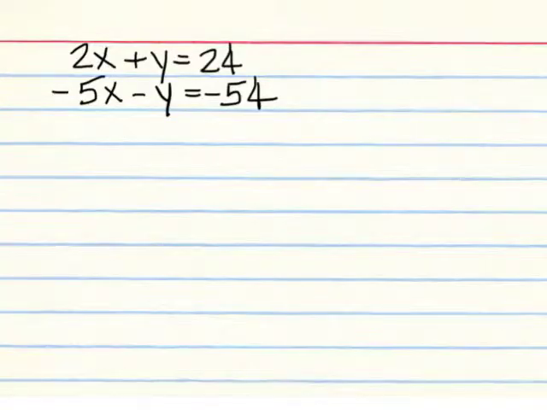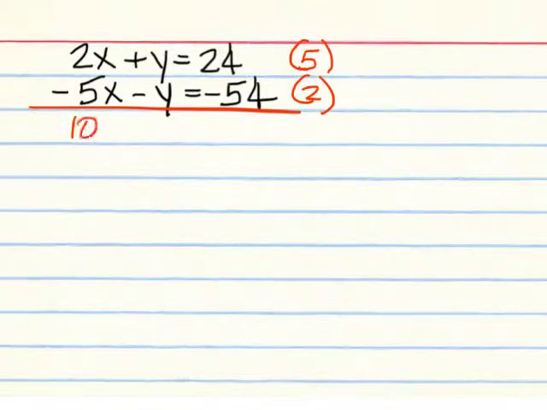2x plus y equals 24, and -5x minus y equals -54. Solve the system of equations. Solution for the practice. You have a 2 and a 5. We want to change those into 10s, regardless of what the sign is. So we're going to multiply by 5 here and 2 there.